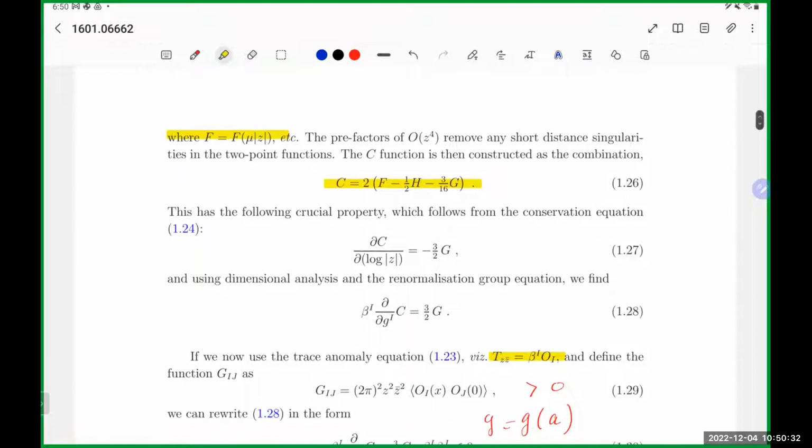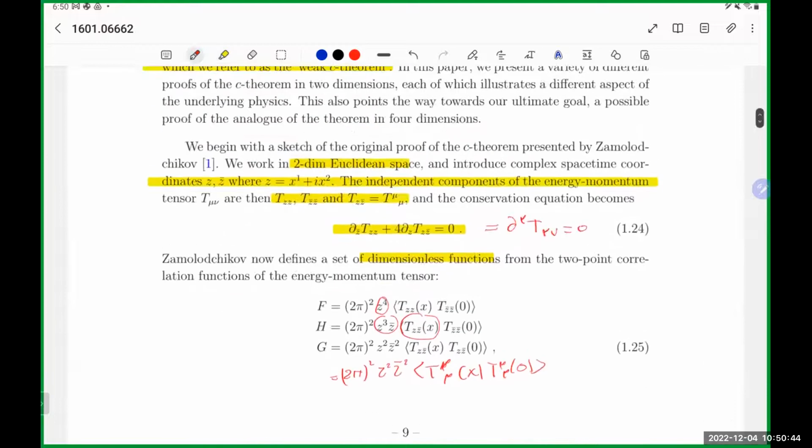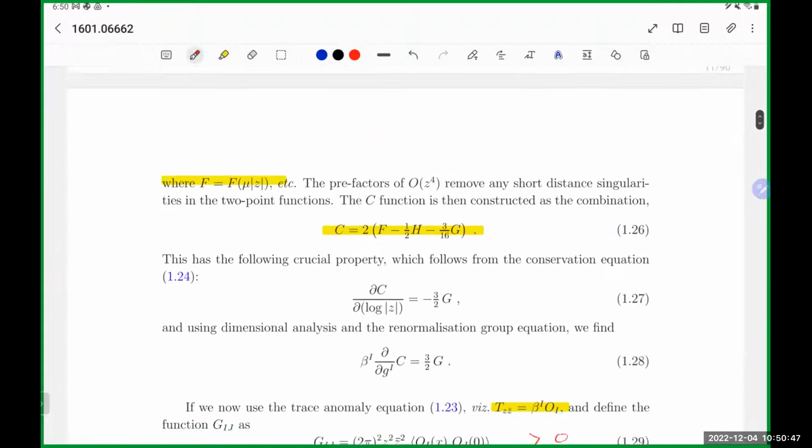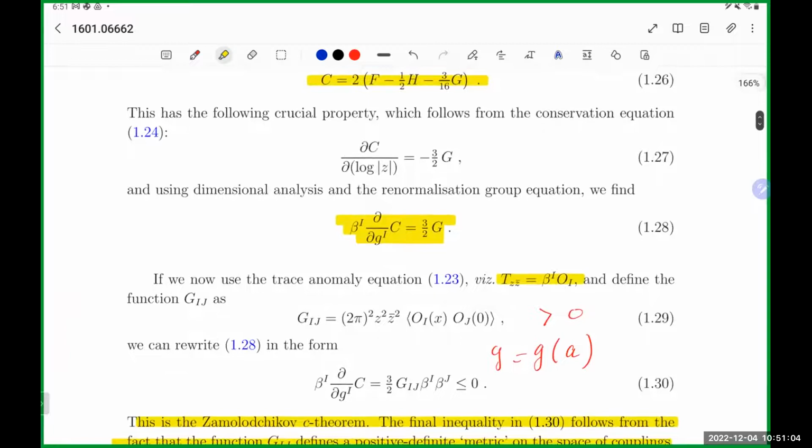Now, the conservation equation. This property here, del C by del log Z, follows from the conservation equation that we just explained. This is simple algebra. But the most important equation of all is this one. What is this telling us? Remember that beta I, this piece, is the generator of local scale transformation.